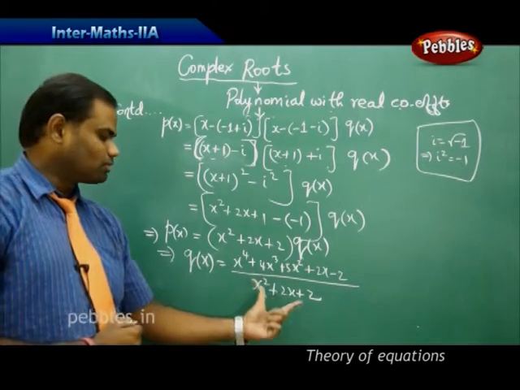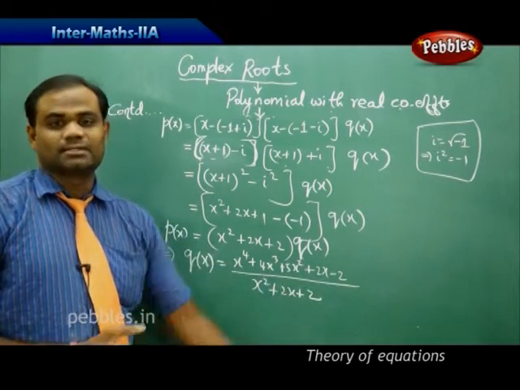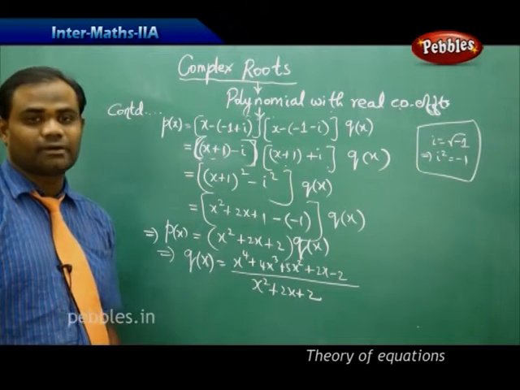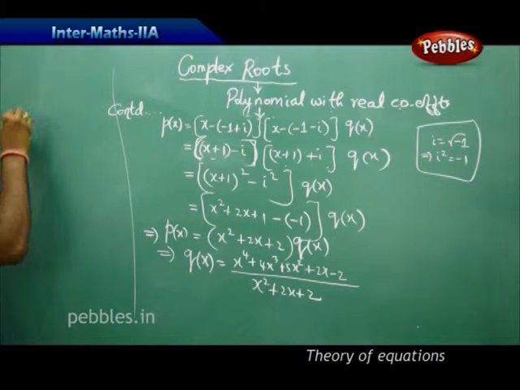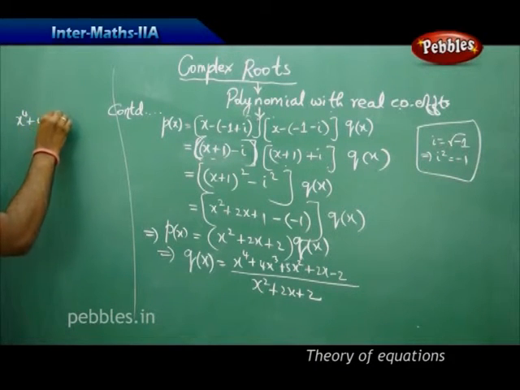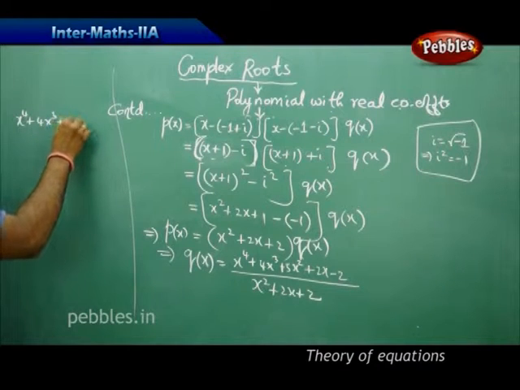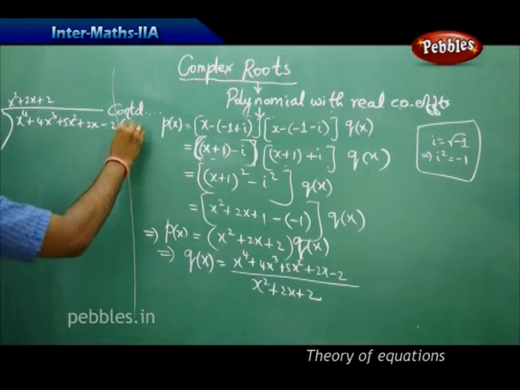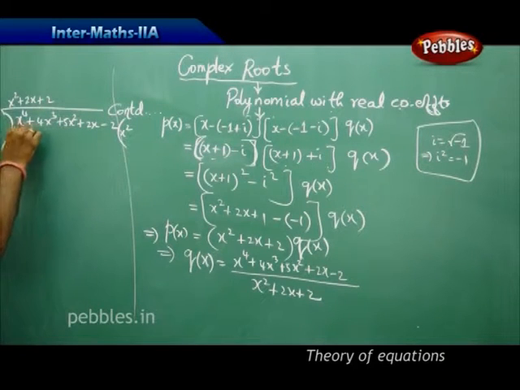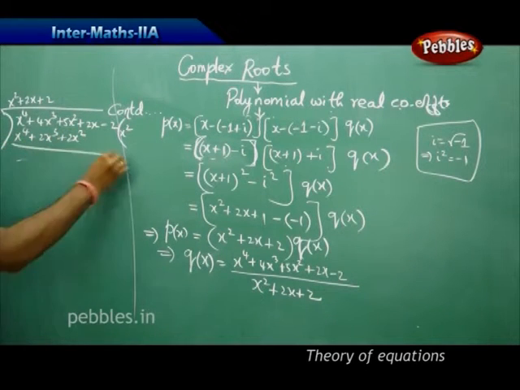Now when I divide this polynomial by this polynomial, the resultant I get is q of x. So let's see how I can divide the two polynomials. When I take x power 4 plus 4x cubed plus 5x squared plus 2x minus 2 with the polynomial x squared plus 2x plus 2, I have initially x squared, which I multiply, and I get x power 4 plus 2x cubed plus 2x squared.